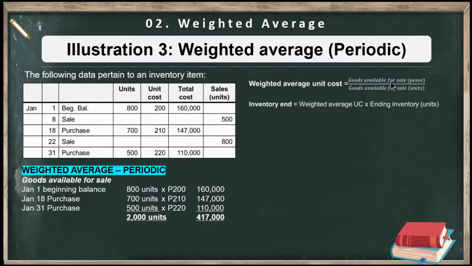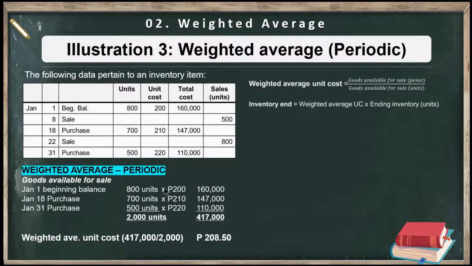And remember the formula to get the inventory end, or the inventory cost. First, you need to get the weighted average unit cost, which is the goods available for sale in pesos divided by the goods available for sale in units. So therefore, 417,000 divided by 2,000, that would be 208 and 50 centavos per unit. So, manay costing sa kada isa nga unit. And that would be different if we're using the FIFO, di ba? Because the FIFO is based on pila man gid ang pagpalit. Kani is kuhaon mo ang average.